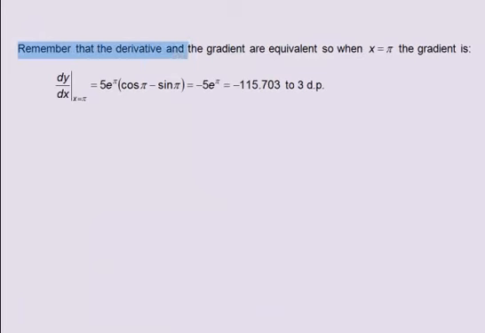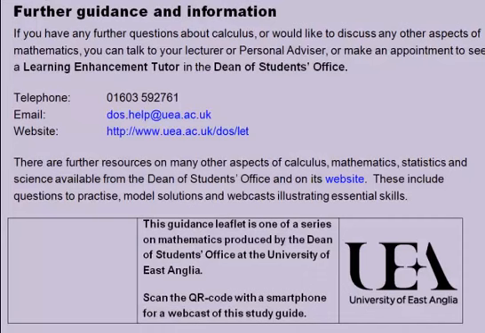Remember that the derivative and the gradient are equivalent, so when x equals pi, the gradient is the value of the derivative when x is equal to pi. This is 5e to the pi multiplied by cos pi minus sin pi, which equals minus 5e to the pi, as the cos of pi is minus 1 and the sine of pi is 0, which equals minus 115.703 to 3 decimal places.